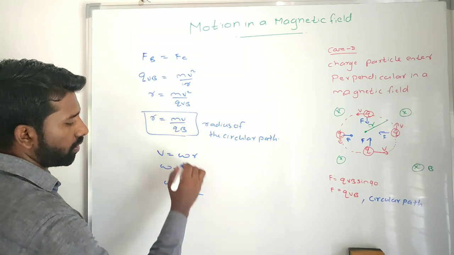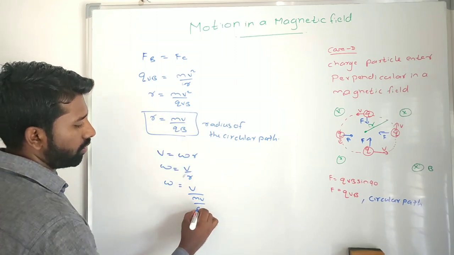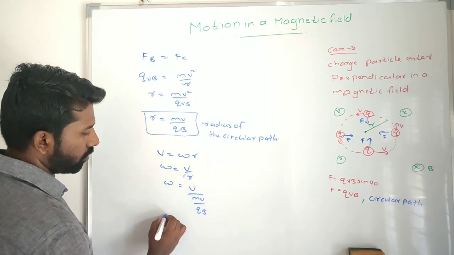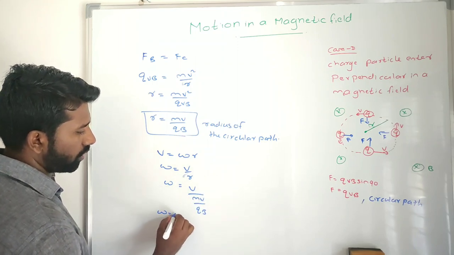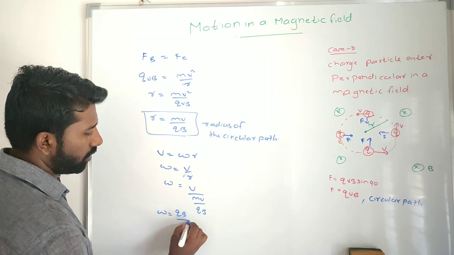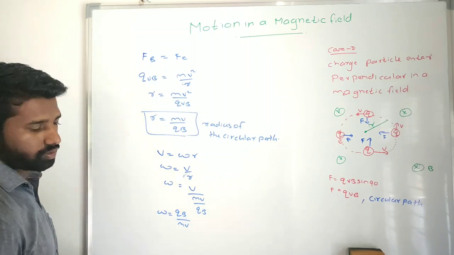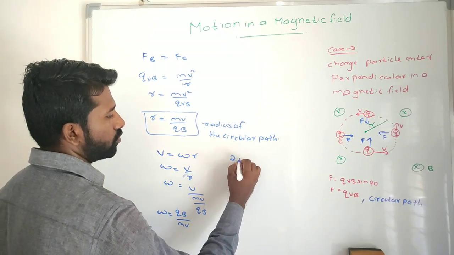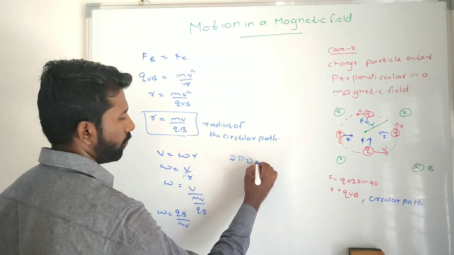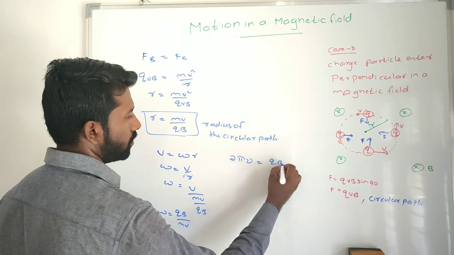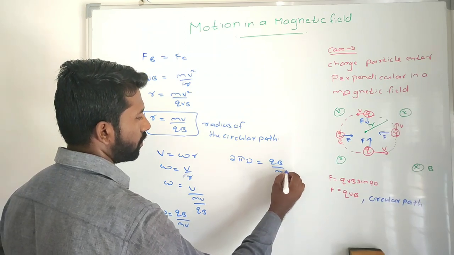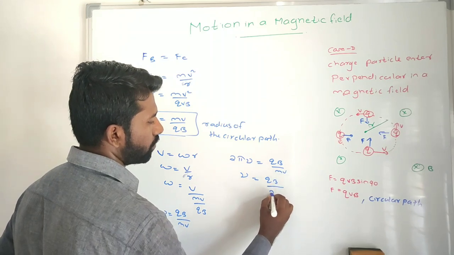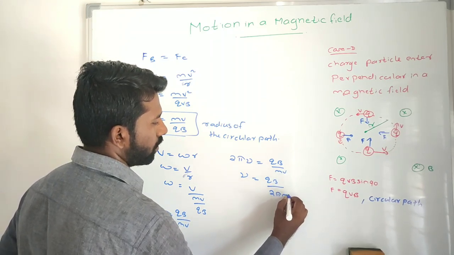So v divided by mv divided by qB. This v and v cancel, this qB will go to the top. So what will you get? Omega is equal to qB divided by mv. What is omega? Omega is equal to 2 pi mu. Mu is the frequency. So that is equal to qB divided by mv. So what is frequency? That is qB divided by 2 pi mv.